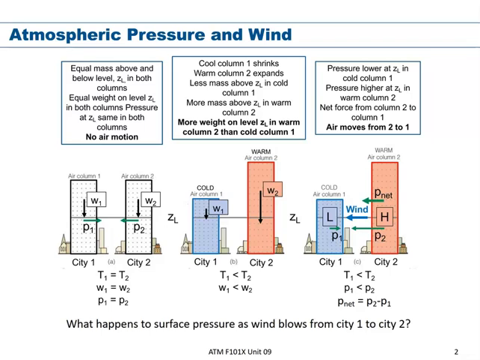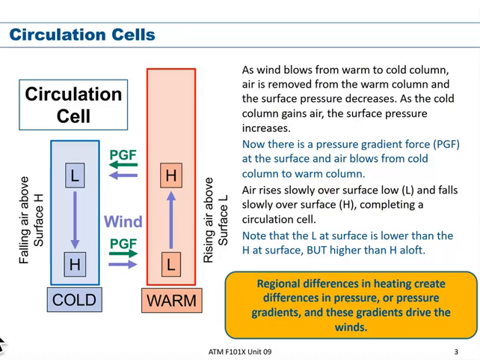This behavior is consistent with thermodynamics, where energy will move from a hotter object to a colder object. As air moves from column 2 to column 1 aloft, the amount of air over city 2 decreases and that over city 1 increases. The surface pressure at city 2 now is less than the surface pressure at city 1. There is now a surface pressure gradient that forces wind to blow from city 1 to city 2.